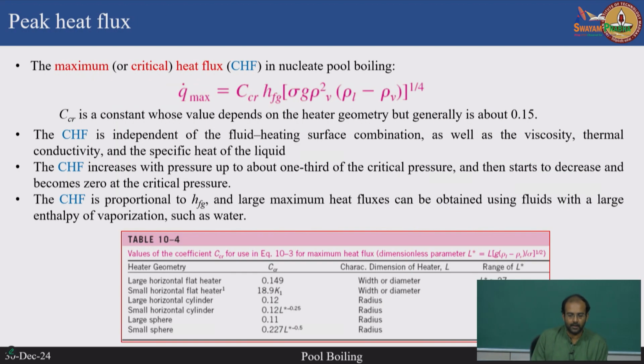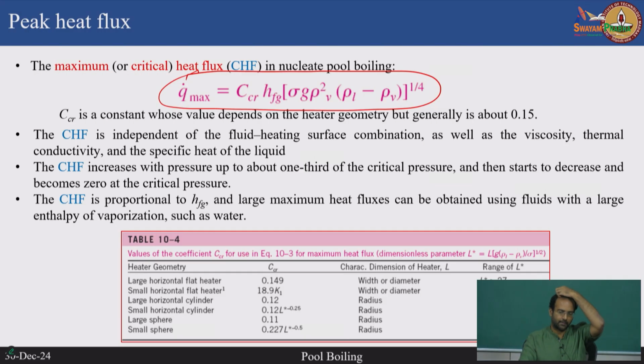The other important correlation that was also later added on was the correlation for predicting the critical heat flux. This is something that you need to know before you start designing anything with boiling, because the first thing you should know is that you should not exceed this critical heat flux, and therefore the knowledge of critical heat flux is very important. And you can see that this critical heat flux correlation does not depend on the fluid and heater combination, unlike your nucleate boiling correlation.